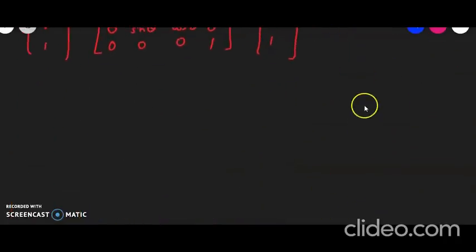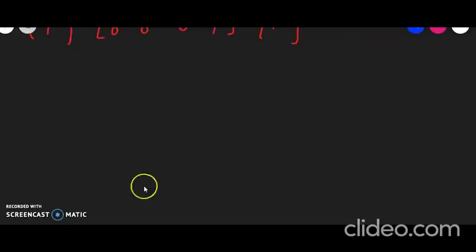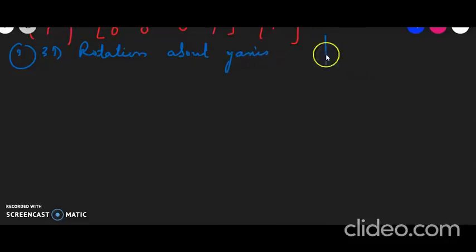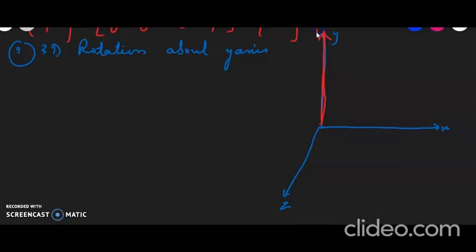Now we move on to our third rotation matrix, and that is 3D rotation about y-axis, right? So this is x, y and z, and we are moving in terms of y-axis. So this is the axis. So I'm looking into the object from this side. Okay, so if I'm looking into the object from this side, my anti-clockwise direction would be this.